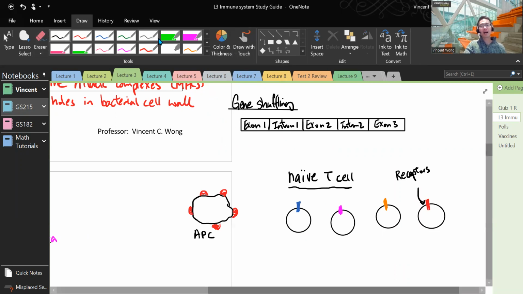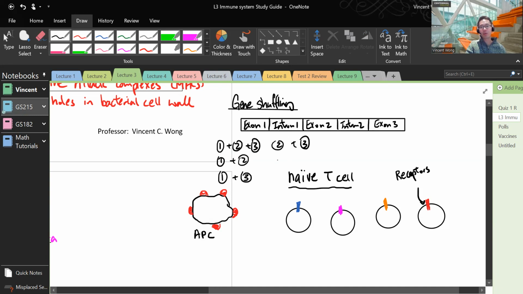Okay, so the most obvious receptor that we can make is, we can take exon 1 and 2 and 3 and put them together, right? So exon 1 plus 2 plus 3, that's going to be 1 receptor there. Okay, but the body doesn't have to use all 3 of them. Maybe they just want to use exon number 1 and exon number 2. That's the second receptor. Maybe they want to use exon number 1 and exon number 3. Maybe they want to use 2 and 3. What else can they use? What did I miss? Help me out here. 1 and 2, 1 and 3, 2 and 3.